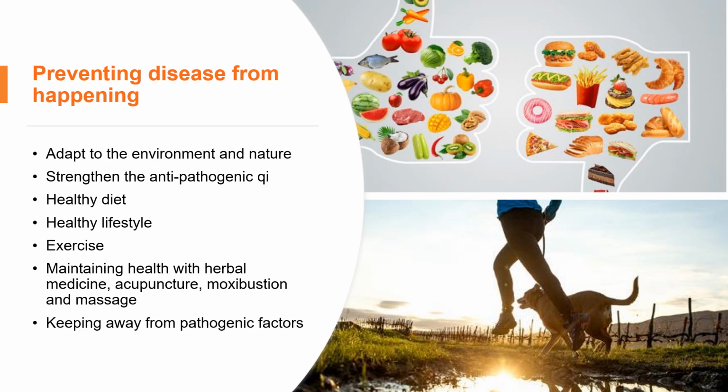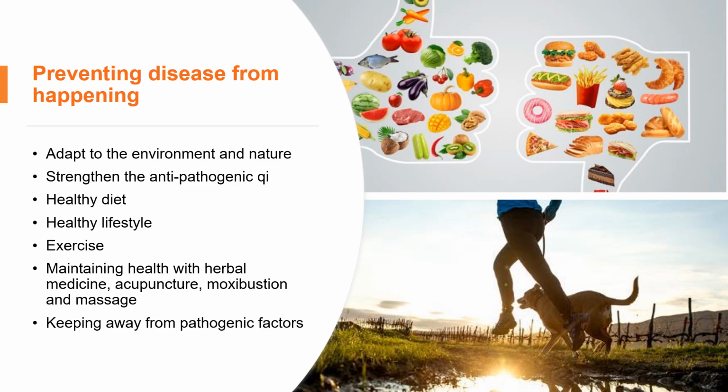Preventing disease from happening, we need to adapt to the environment and nature. So that's similar to health preservation. Strengthen the antipathogenic qi. That's to help you to fight with the pathogens from the environment. Healthy diet, healthy lifestyle, exercise, maintaining health with herbal medicine, acupuncture, moxibustion, and massage. Also, we need to keep away from pathogenic factors.